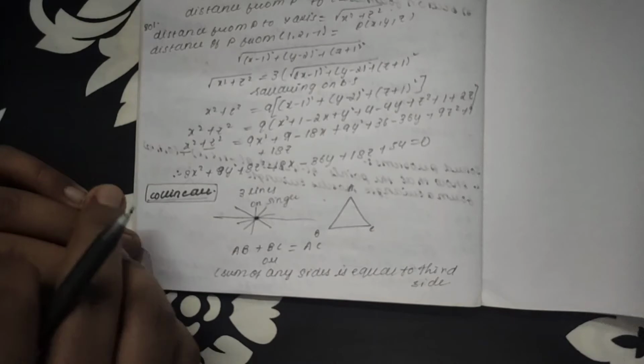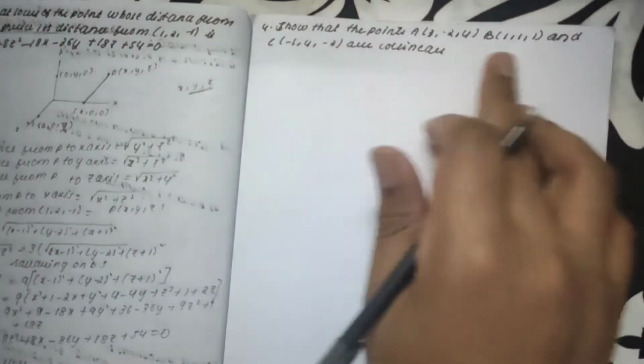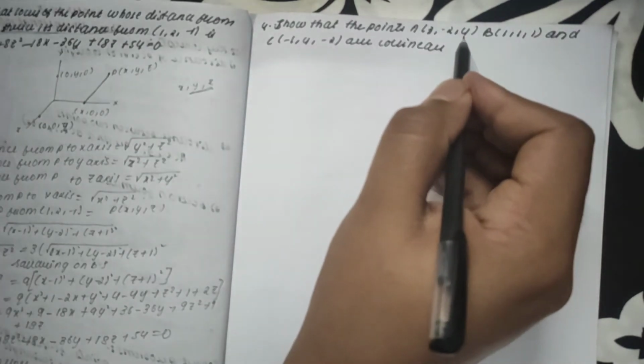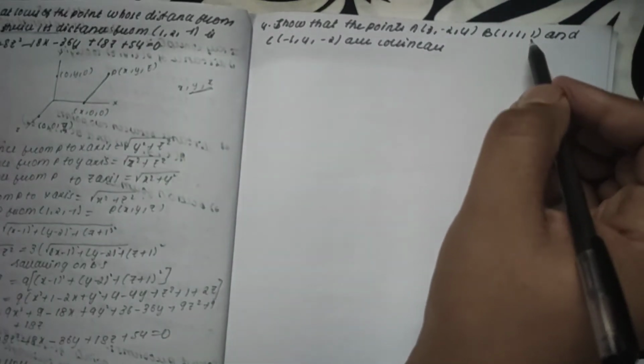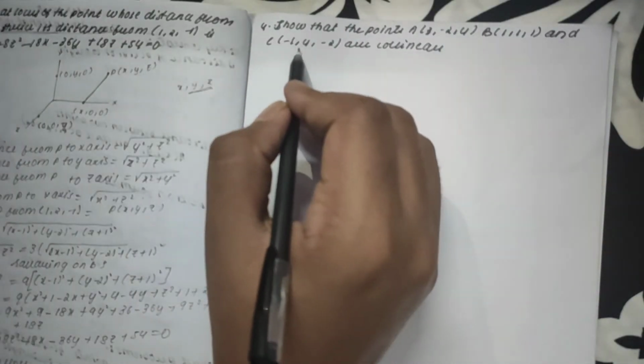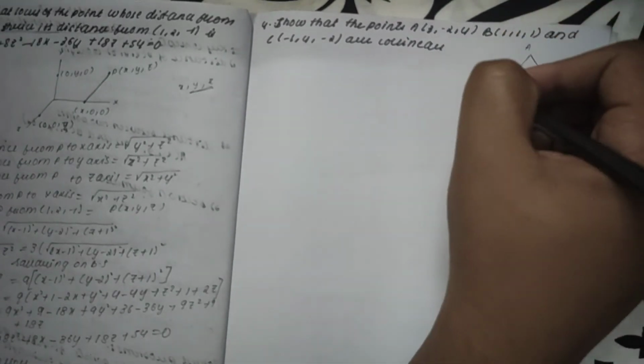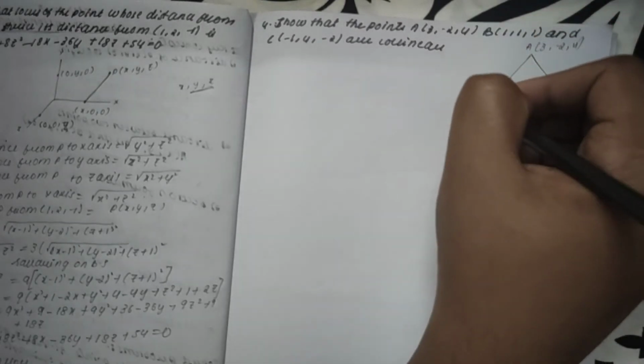So with this concept, let's solve an example problem. By using the concept explained before, let's solve this sum, which is: show that the points A(3, -2, 4), B(1, 1, 1), and C(-1, 4, -2) are collinear. So triangle ABC, A is (3, -2, 4), B is (1, 1, 1), C is (-1, 4, -2).